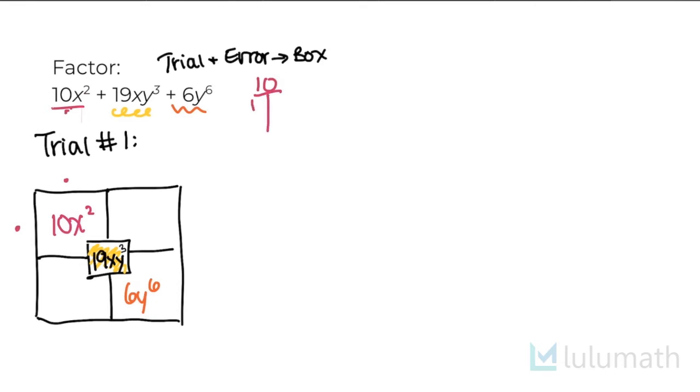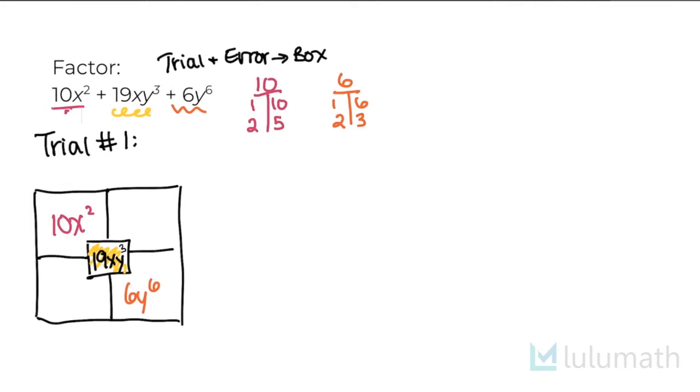Well, we can do 1 times 10, or we can do 2 times 5, okay? And then we also know that this term here multiplied by this term here is going to give us this 6y to the power of 6. So let's look for some factors of 6. So we can do 1 and 6, or we can do 2 and 3. Let's go ahead and start to do some guessing and checking.